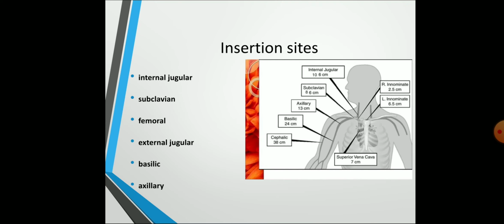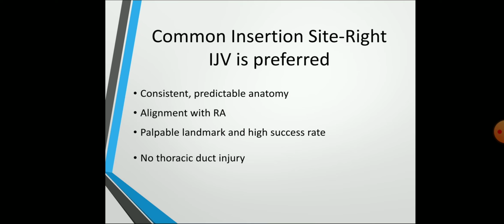Now the right IJV is preferred because it is consistent, it has a predictable anatomy, it's aligned with the right atrium, so it's much easier for the guide wire to go through, and there is also a palpable landmark and it has a high success rate. There is also no thoracic duct injury. Basically, you know that the thoracic duct is on the left side, so when you put a left-side IJV or left-side subclavian, there is an increased risk of thoracic duct injury.